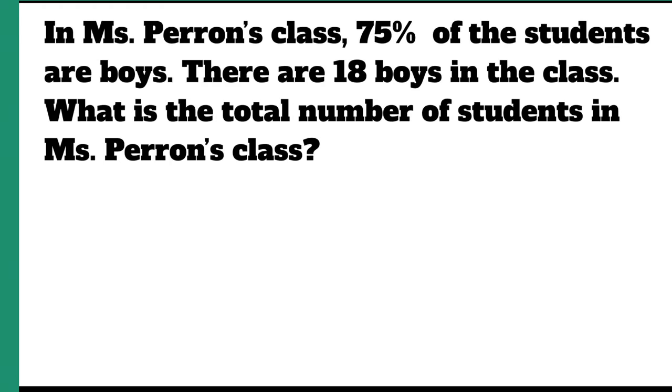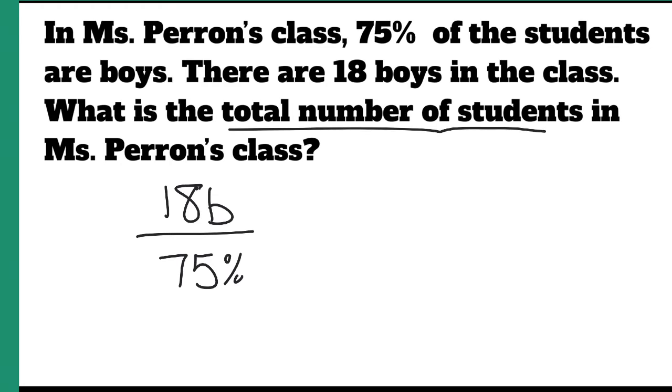This question is exactly the same as the last question. In Ms. Perrin's class, 75% of the students are boys. There are 18 boys. So I have 18 boys is the same as 75%. What is the total number of students in Ms. Perrin's class? Well, first off, you should know that it has to be more than 18. Some of you are doing 18 divided by 75% or 18 times 75%. That's not going to get you the right answer.